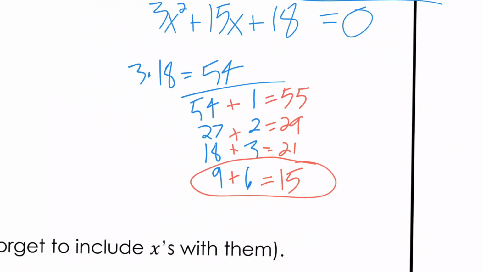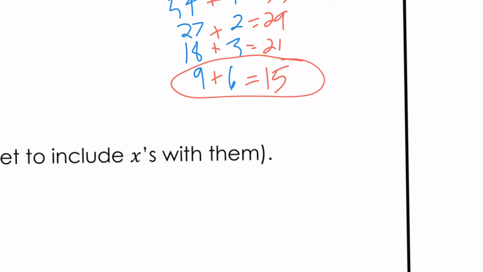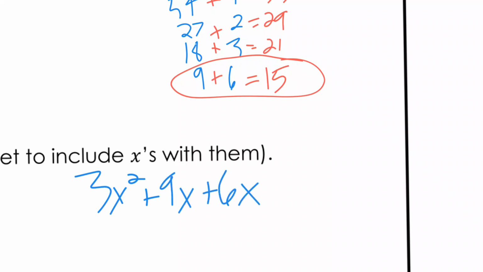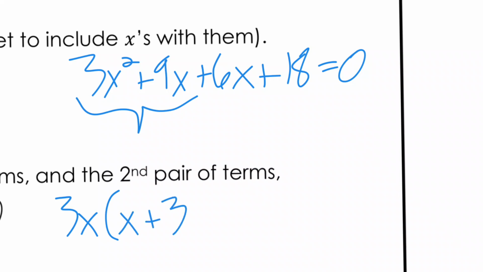So that means I'm going to take 3x squared plus 15x plus 18, and I'm going to drop that 15x, and I'm going to rewrite it. So I get 3x squared, and instead of 15x, I put plus 9x plus 6x. I'm expanding it. And then I keep that third term, which was 18, equal to 0. Okay? So now let's factor by grouping. The first two terms are divisible by 3x. 3x squared divided by 3x is x. 9x divided by 3x is 3.